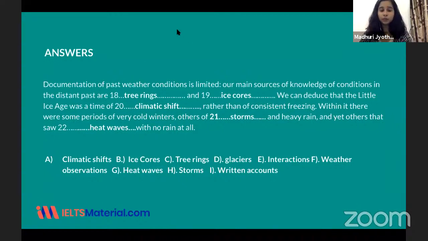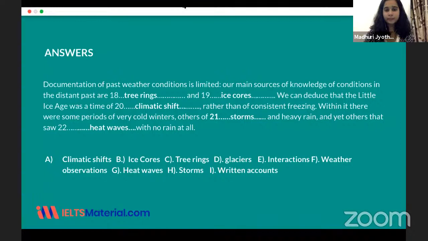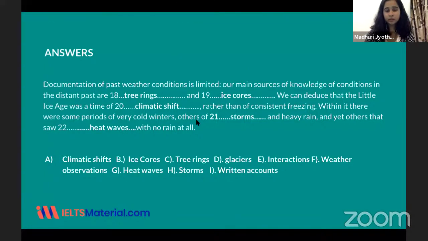You have to, as I said, underline the keywords to be able to find those answers in the passage. Excellent.